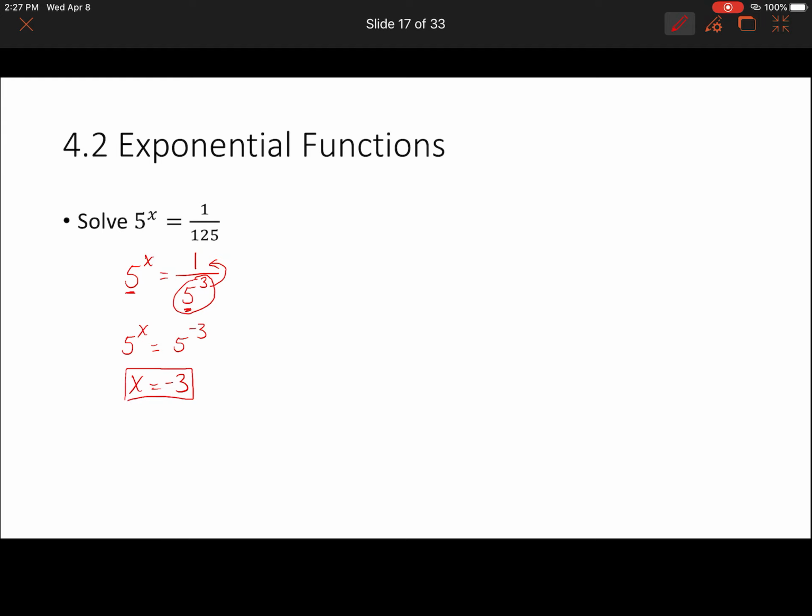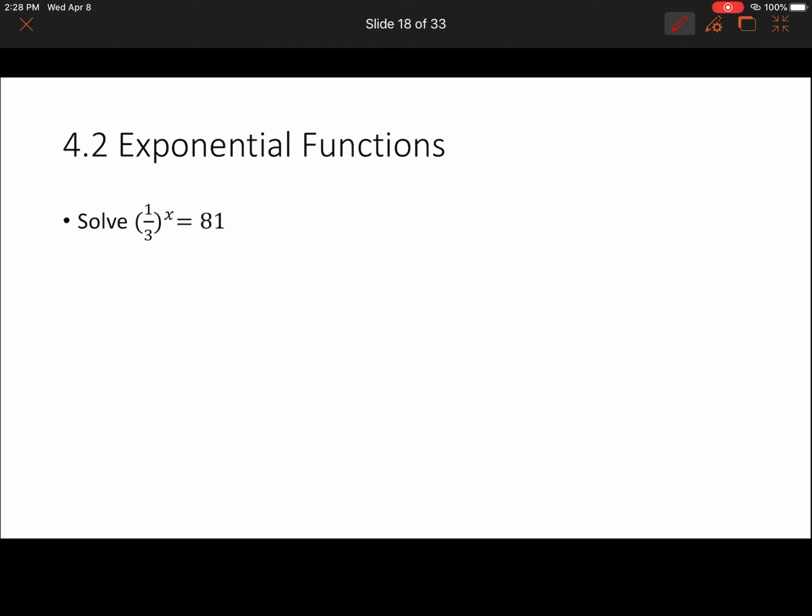Now, what if you want to check this? Take that negative 3, put it back in for x, and you can punch in your calculator 5 to the negative 3rd power, and it's going to tell you it's 1 over 125. And so you could easily check this without a lot of issues. If you have questions about that one, let me know.